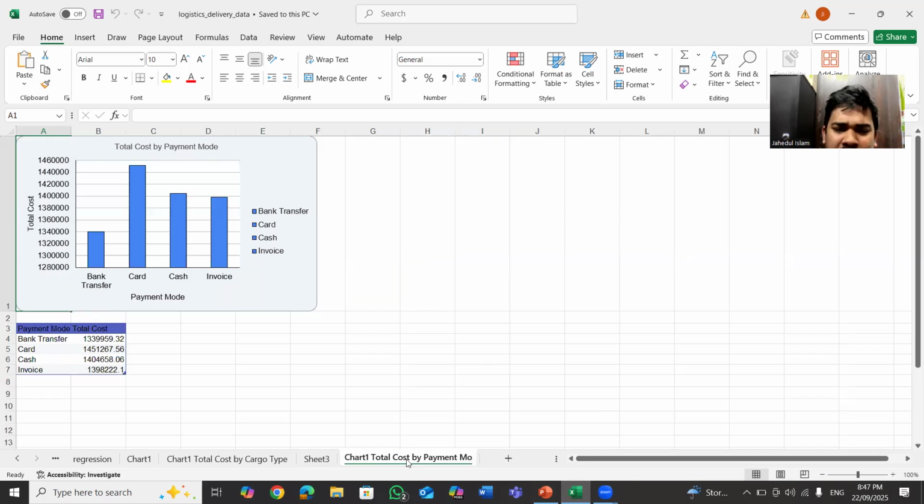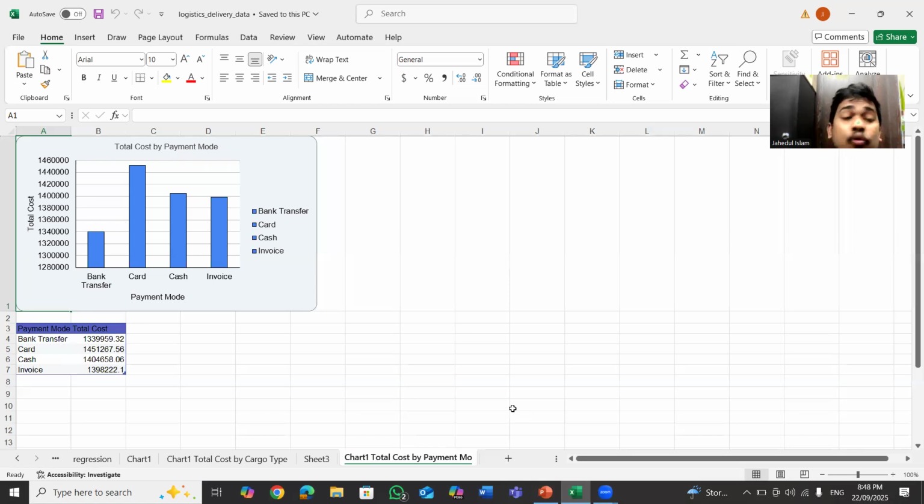Like if I talk about the total cost by the payment mode, here is also the same thing. Card payments represented the largest share at about $1.4 million, followed by cash, invoice, and all. And this helps understand customer payment behavior and its impact on financial planning.